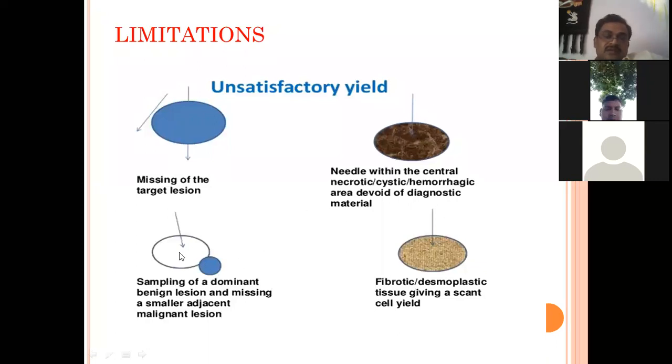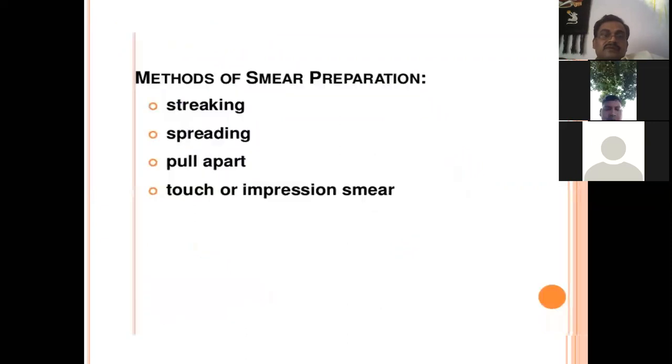Third is, the main lesion is this, and you are getting sample from this. So you are misdiagnosing. A small malignant lesion nearby a dominant lesion may be overlooked. And if the lesion is very hard, very fibrotic, you may not get proper number of cells in this case. So these are some limitations of FNAC.